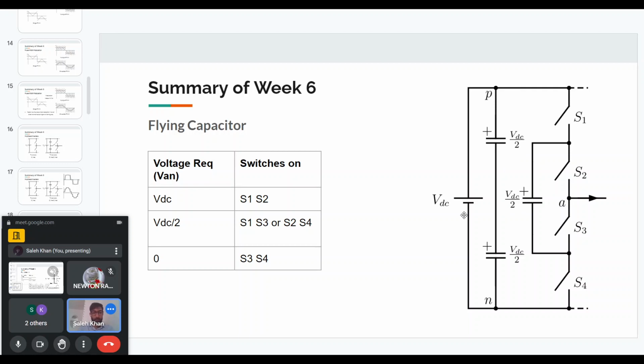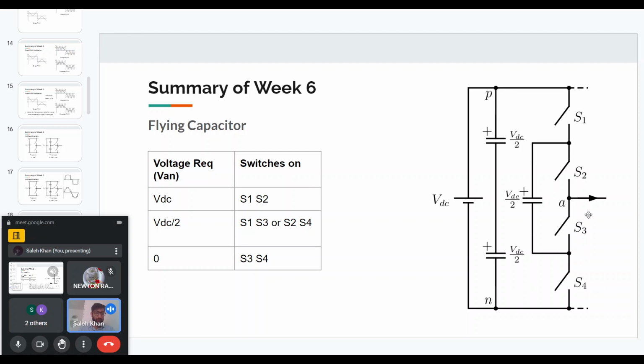Now, if we want VDC at the output, which is AN, we will turn on S1 and S2. By turning on S1 and S2, the point A will be connected to the point B. And if we want 0, we will turn on S3 and S4. And now if we want VDC by 2, we have two options to get VDC by 2. One option is we will turn on S1 and S3.